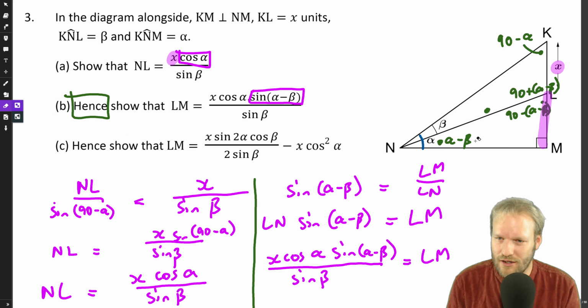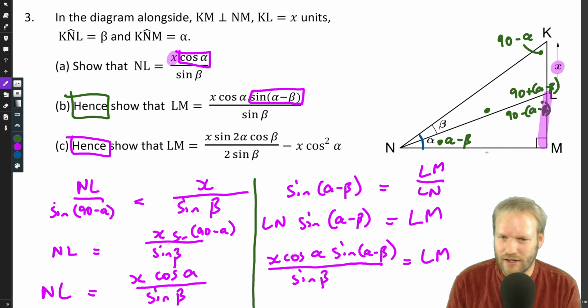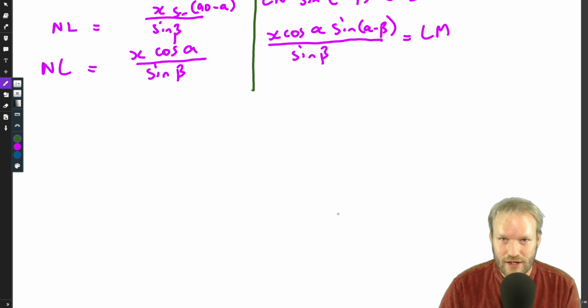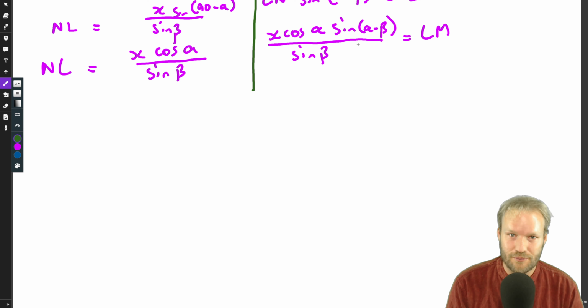So I'm going to rub this out. That's what we need to find. There's another hence on its way, so we're going to have to keep going. So we've got LN. We've just worked out what LM is as well. So I'm putting a little dot there so that I know that I've got that line segment. Hence, show that LM equals that whole mess there. Okay, well, there's going to be a bit of work to do here, but we can probably do it directly from here. We've got what LM is, x cos alpha sine alpha minus beta over sine beta.